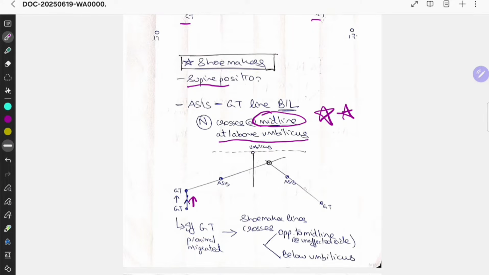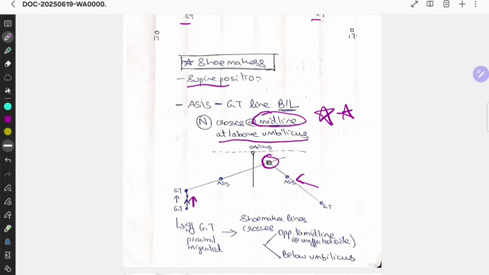So the left line is normal. Left line, as you can see, is normal. But on the right side, the GT has gone proximally. So what happens? As you can imagine, the line goes from the greater trochanter to the anterior superior iliac spine. Due to the proximal migration of greater trochanter, the line intersects on the opposite side and below the umbilicus, because the angle decreases because of the proximal migration of greater trochanter.